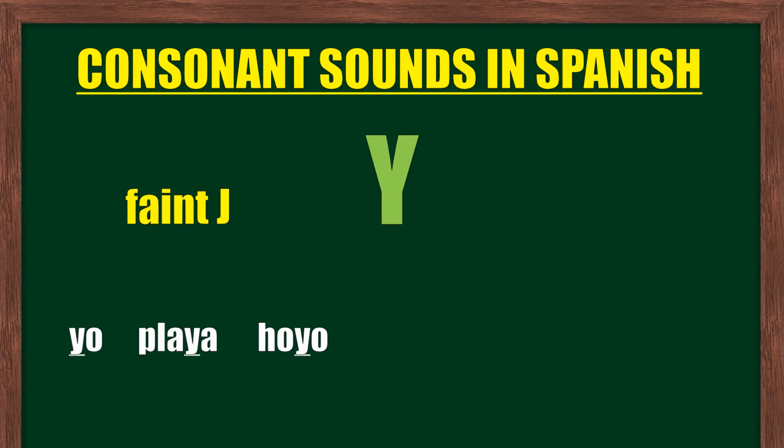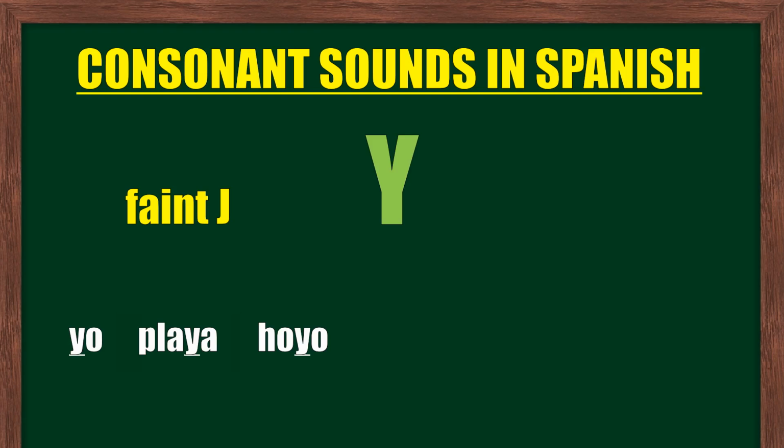People from Argentina and Uruguay pronounce the Y like an SH in English, and so they say "sho," "plasha," and "osho." Those are the only two countries in which the Y is pronounced like that. There are other places in which the Y is pronounced pretty much the same as in English, but in most places, the Y has that very light J sound. "Yo," "playa," "oyo."